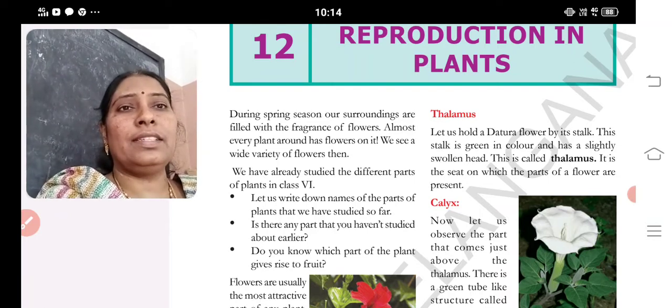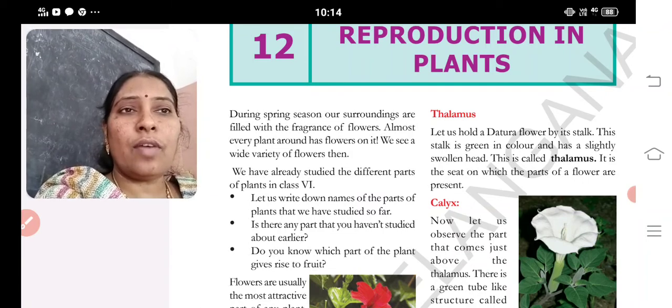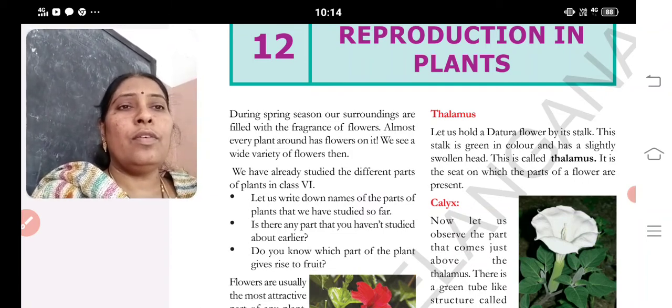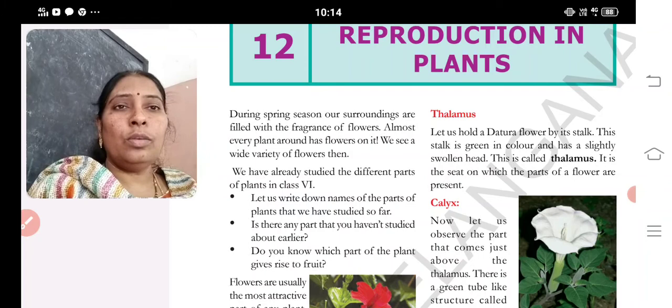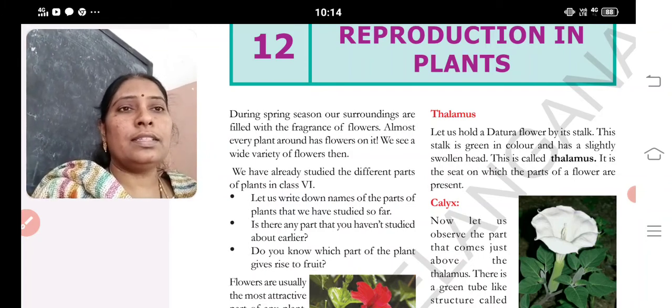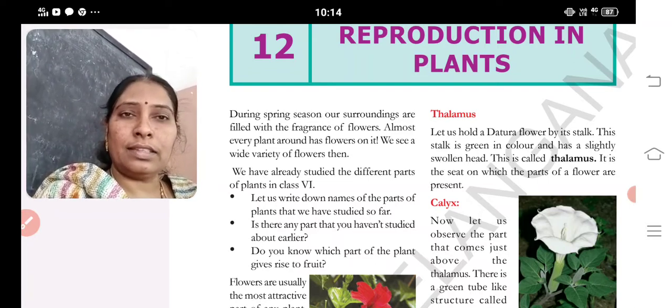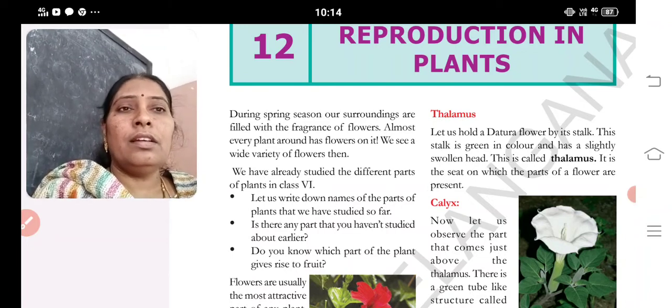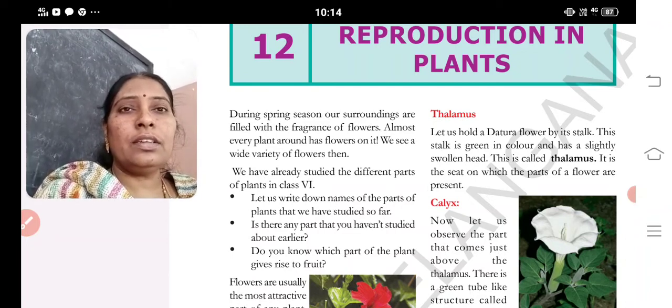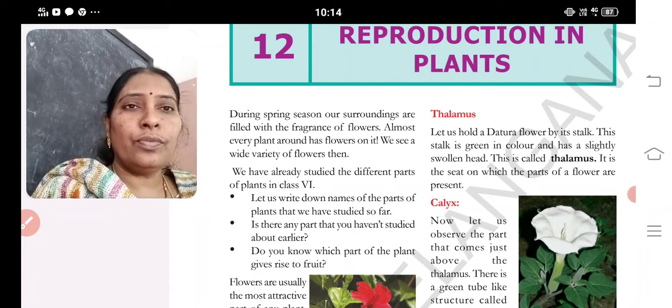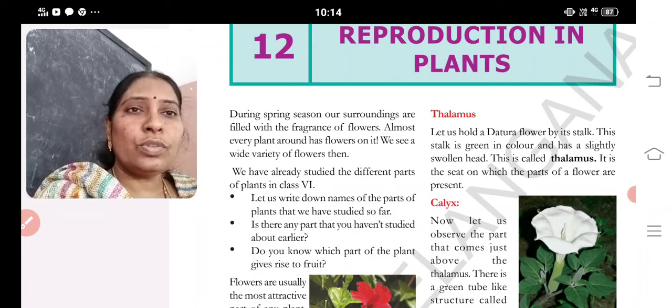Reproduction in plants. During the spring season, our surroundings are filled with the fragrance of flowers. Almost every plant around has flowers on it. We see a wide variety of flowers. Then we have already studied the different parts of a plant in class 6. Yes, during the spring season, if you see around us, it is full of colour and gives a good fragrance and smell.